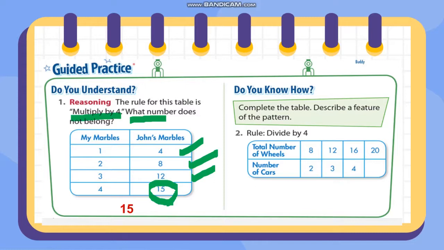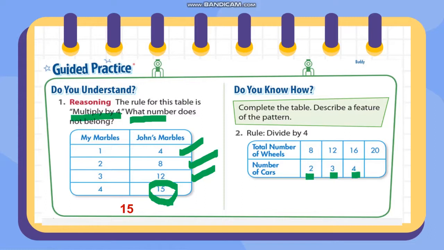Okay, so let's continue. Describe a feature and complete the pattern. The rule is divide by 4. So 8 divided by 4 is equivalent to 2. 12 divided by 4 is 3. 16 divided by 4 is 4.